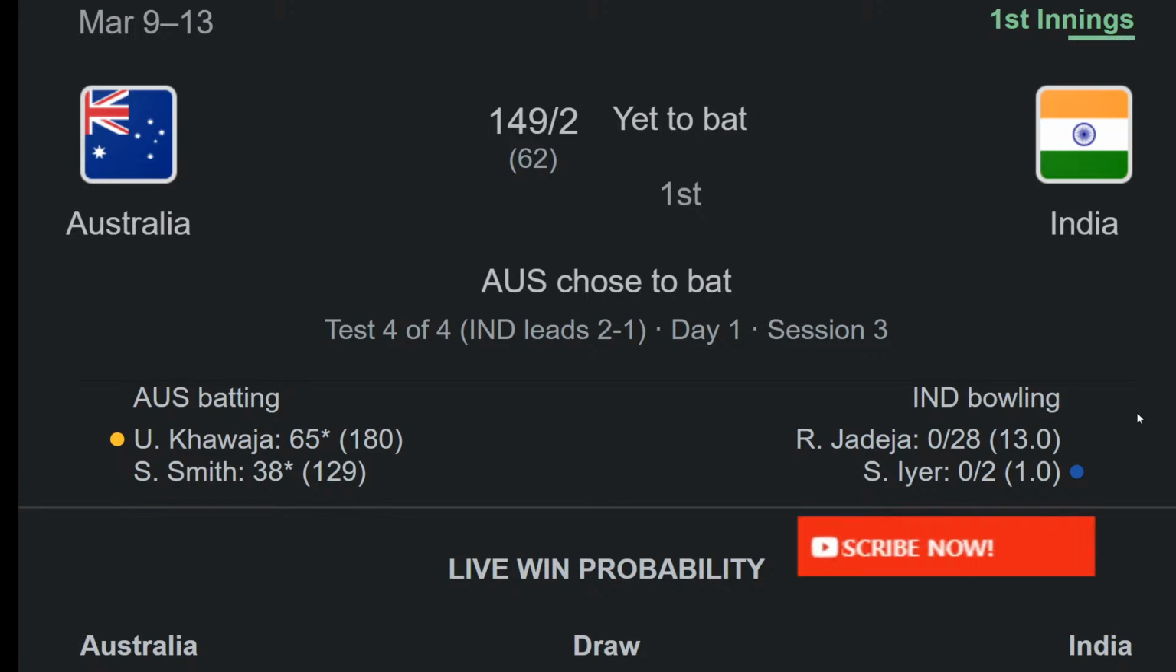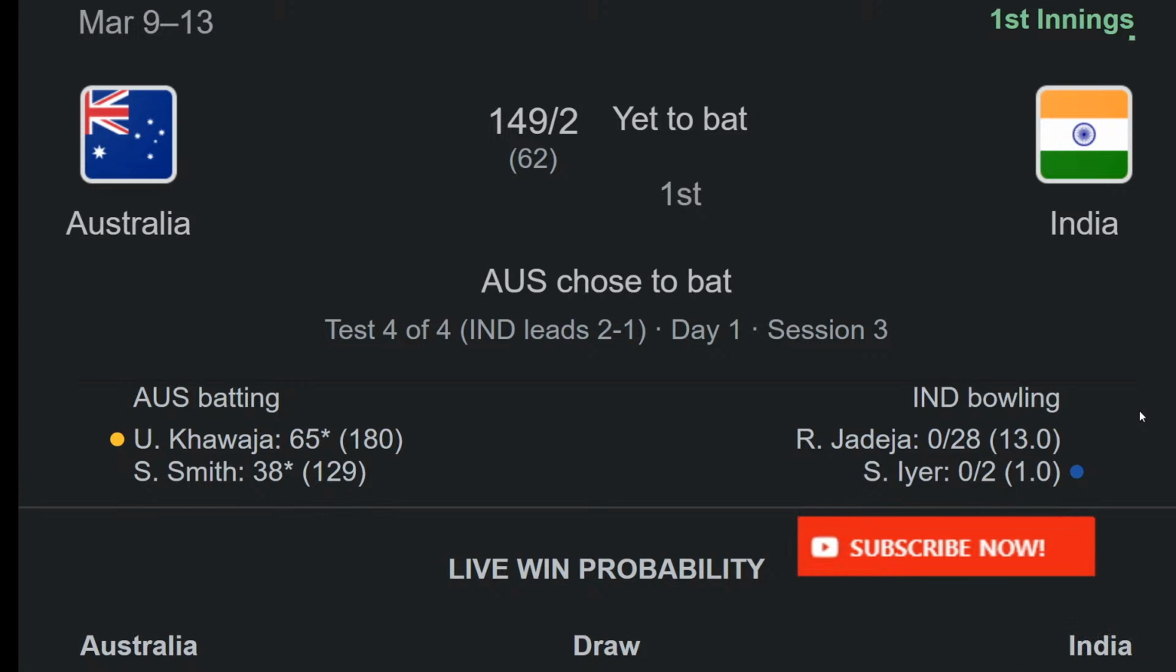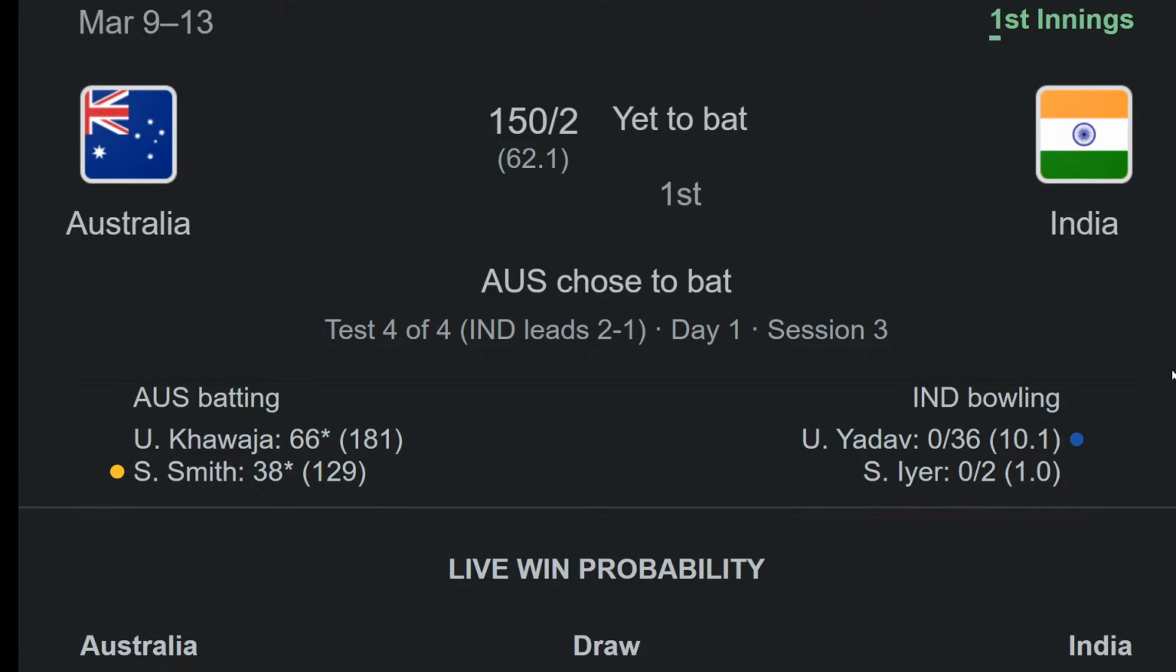Here comes Umesh Yadav to Khaja. Khaja plays the ball towards point region. One run, 150 for the loss of 2 wickets. Fourth Mastercard Test. 62.1 overs. 150 for the loss of 2 wickets.